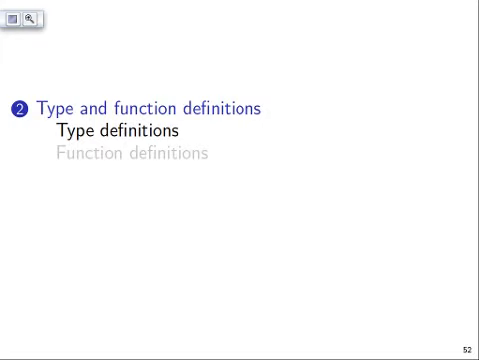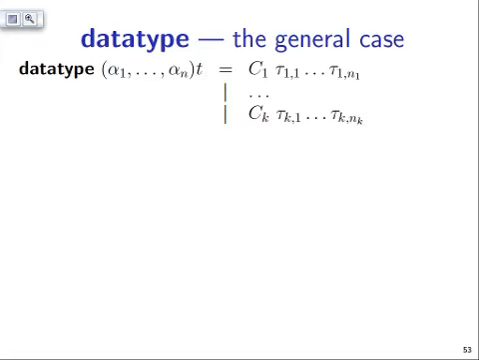So let's start with type definitions, and the most important ones are the data type definitions. This is the general schema that you see there, where you can define a data type by the name T, and it has parameters, alpha 1 to alpha n. Those are types, component types of the data type. And then you simply list the constructors C1 to Ck, however many the data type has. And for each constructor, you give the argument types of that constructor.